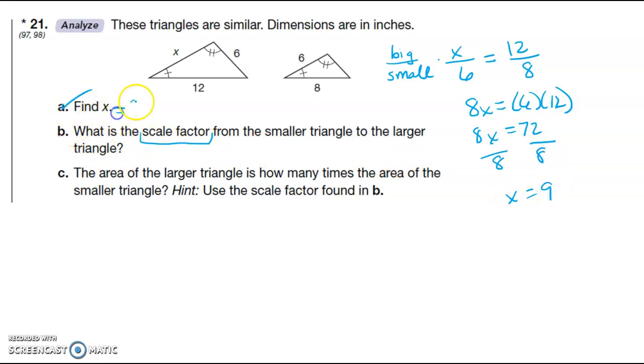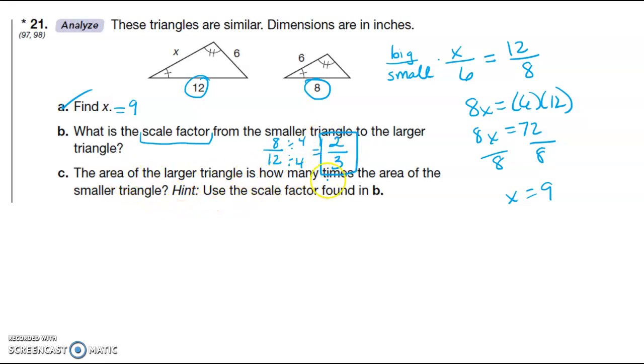So I have A. What is the scale factor from the smaller to the larger? Okay, so let's use these numbers, 8 to 12. So small to large, and then let's divide by 4 because we need to reduce to 2 to 3.